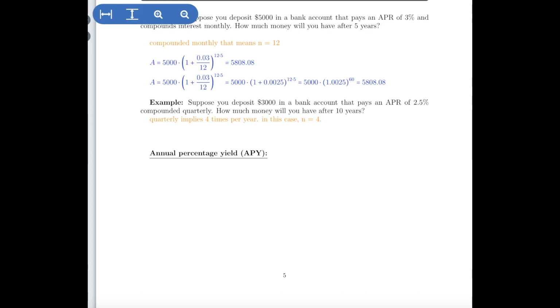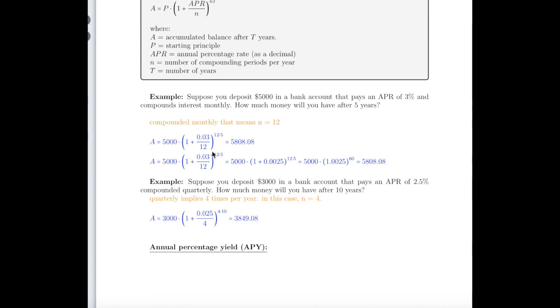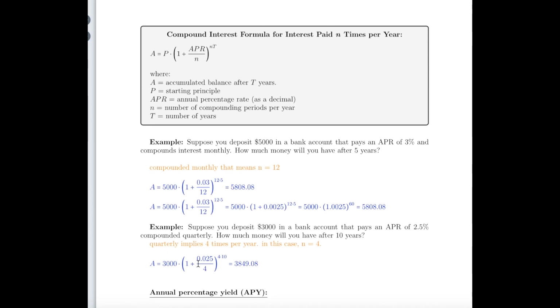Plugging that into our formula, we're going to have $3,000 as our principal multiplied by, we look back up at this formula, 1 plus APR, which is 0.025, divided by N, which we found was 4, to the power of N times T. So 4 times 10, because our time here is 10 years. And that's equal to, once you put it in your calculator, $3,849.08.